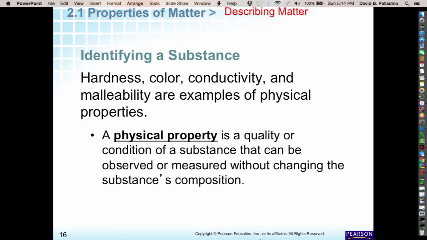So these are examples of physical properties, the properties of substances that are considered to be physical. They're the same substance, so I'm going to write that down. They're the same substance after we do these things to it. It just may look different. So a physical property is a quality or condition of a substance that can be observed or measured without changing the substance's composition. In other words, we don't change it to some other substance.